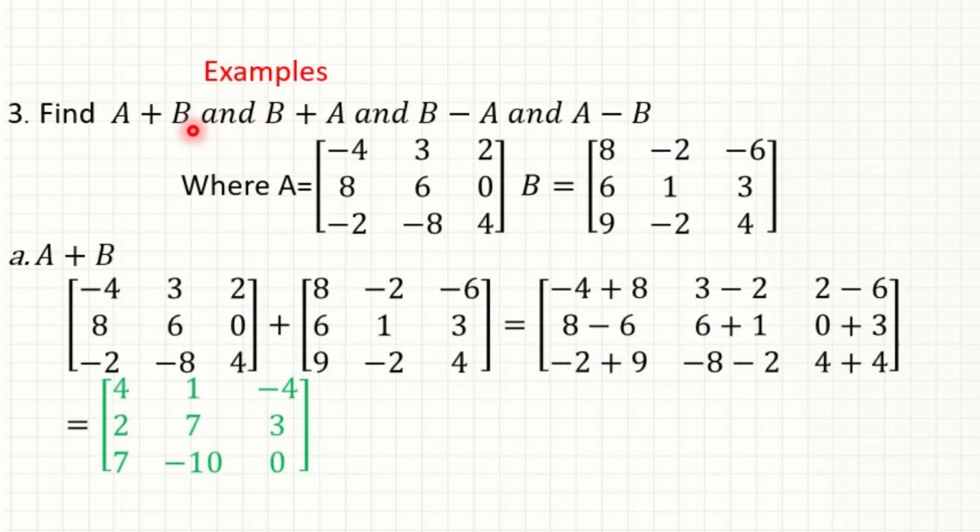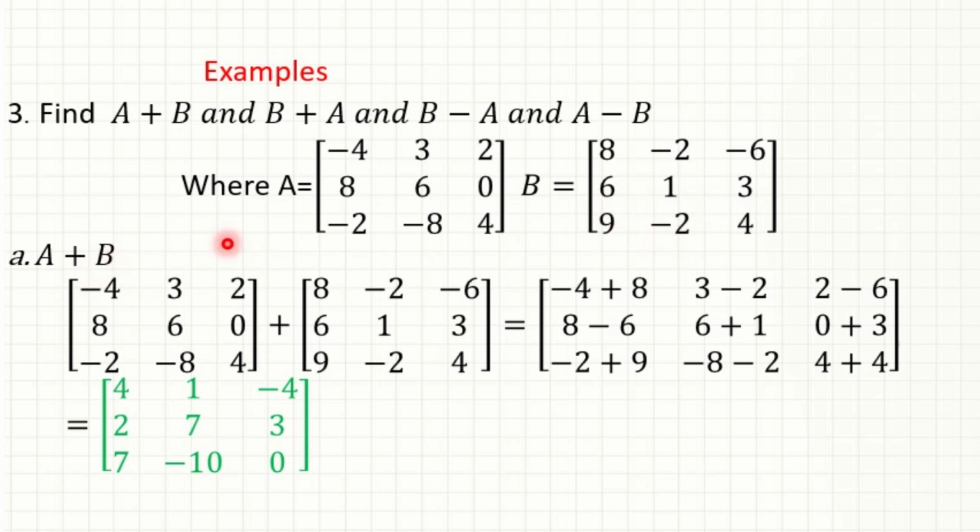Another example is you have been asked to find A plus B, B plus A, B minus A, and A minus B, where A you have been given as negative 4, 3, 2, 8, 6, 0, negative 2, negative 8, 4. This is a 3 by 3 matrix. We are being asked to perform on matrix B, which is also a 3 by 3 matrix. That is 8, negative 2, 6, 6, 1, 3, 9, negative 4, 9, negative 2, 4.